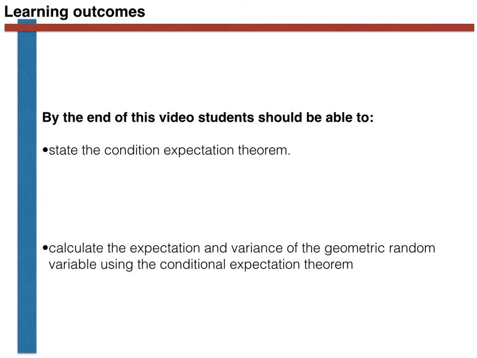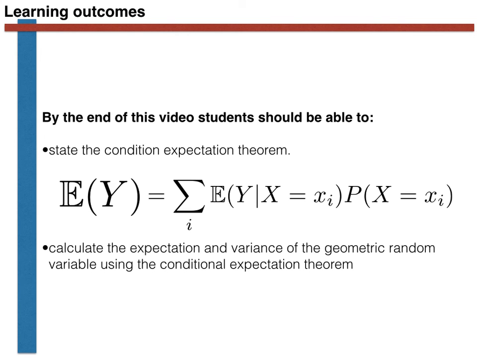To summarise then, we have learnt the conditional expectation theorem as shown here. In our example with the family, we have then used this theorem to determine the expectation and variance of a geometric random variable. As always, I hope you have understood this video. If you haven't though, try watching it again and see if it's any clearer the second time through.